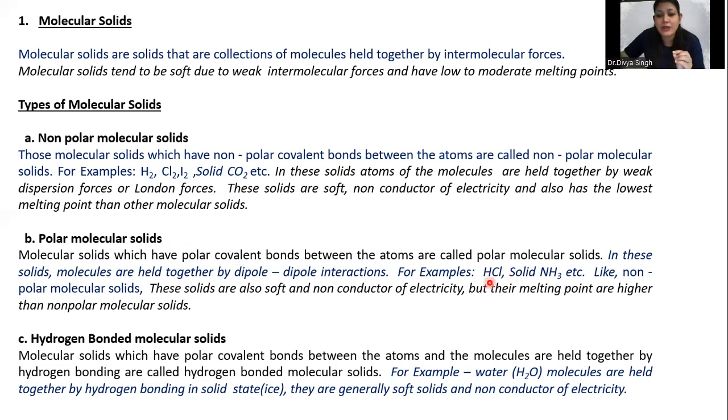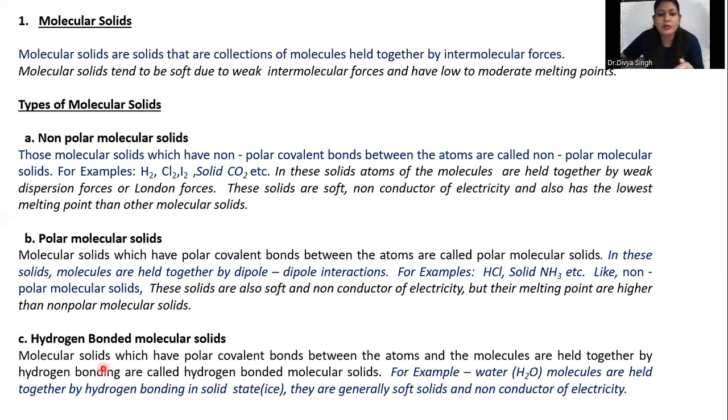Because hydrogen has a partial positive charge and chlorine a partial negative charge, due to the electronegativity difference between them. Due to this, a dipole is generated, and when this molecule interacts with another HCl molecule, it results in dipole-dipole interaction, giving polar molecular solids at some temperatures. They are also soft and non-conductors of electricity, but their melting points are comparatively higher than non-polar molecular solids.